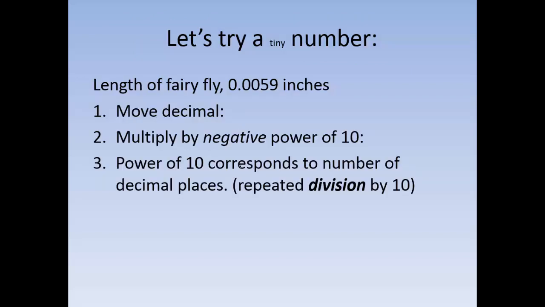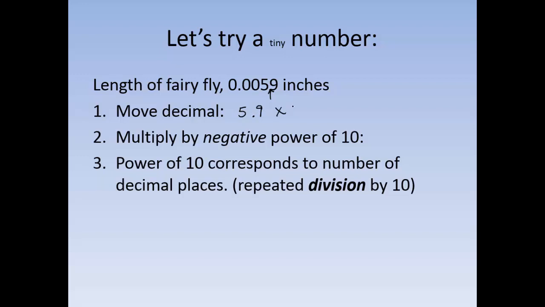All right, let's try a really tiny number. The fairy fly is the smallest insect that's been measured so far. And here is the length of a fairy fly in inches. So we still put the decimal after the first significant digit. So we're going to change it to 5.9.